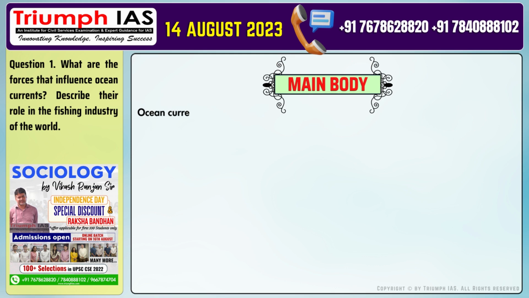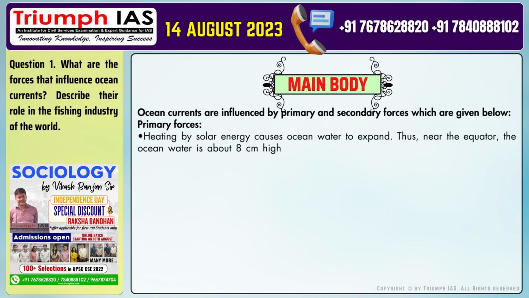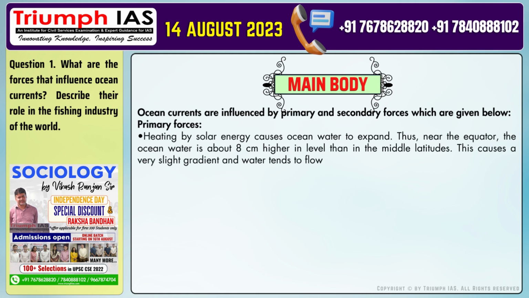The main body of the answer should be: ocean currents are influenced by primary and secondary forces which are given below. Primary forces. Number 1. Heating by solar energy causes ocean water to expand. Thus, near the equator, the ocean water is about 8 centimeters higher in level than in the middle latitudes. This causes a very slight gradient and water tends to flow down the slope.